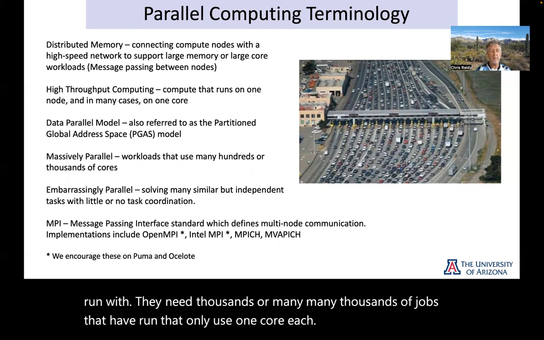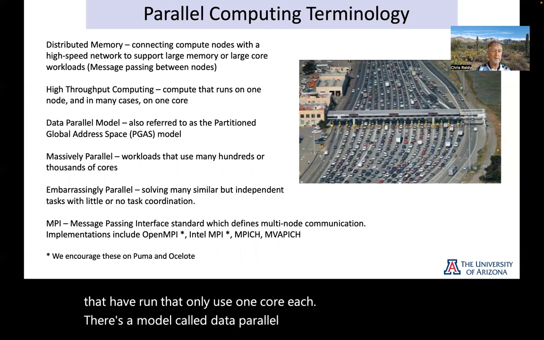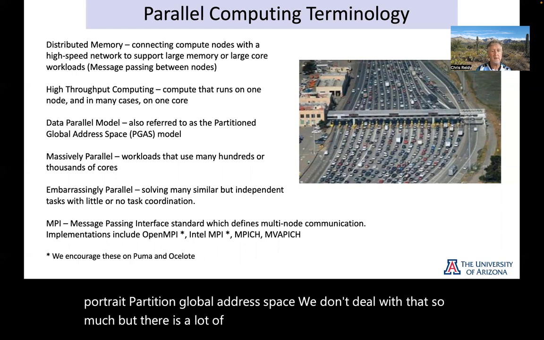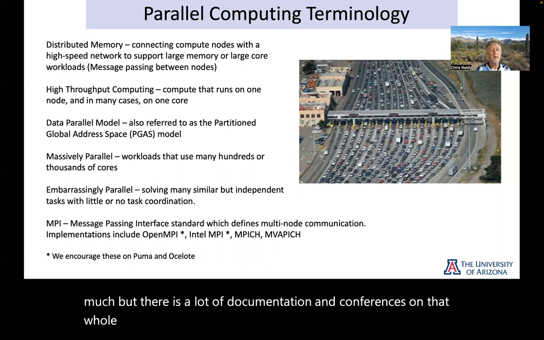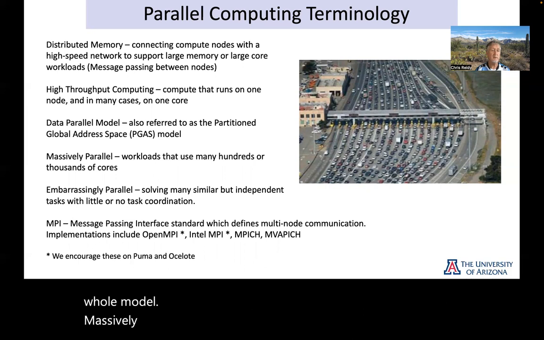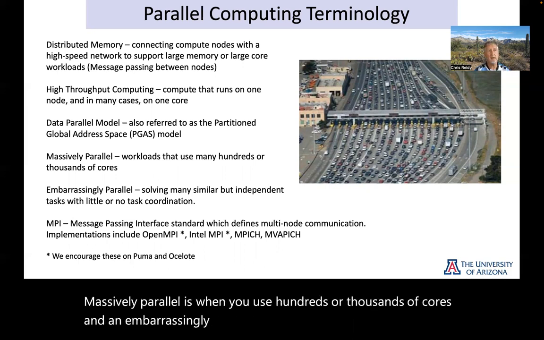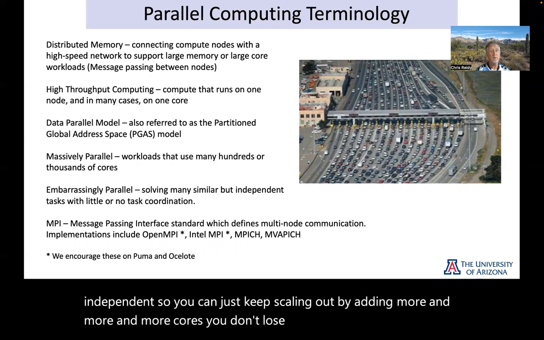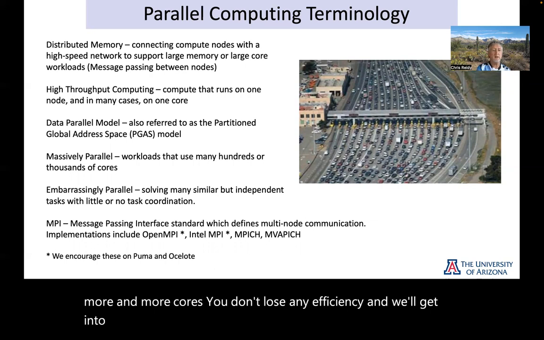There's a model called data parallel model, also referred to as PGAS, partitioned global address space. We don't deal with that so much, but there is a lot of documentation and conferences on that whole model. Massively parallel is when you use hundreds or thousands of cores. And then embarrassingly parallel is when each of the computations is independent. So you can just keep scaling out by adding more and more cores. You don't lose any efficiency. And we'll get into how that inefficiency works and how it's calculated.